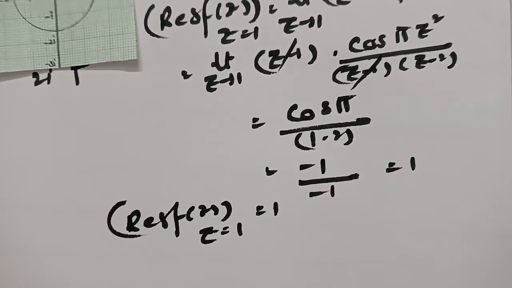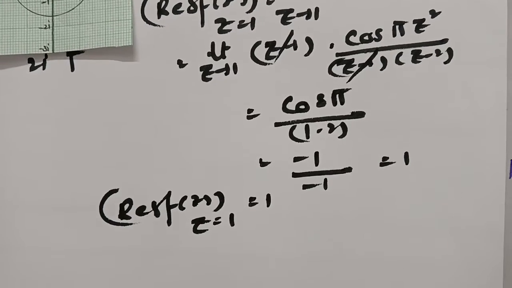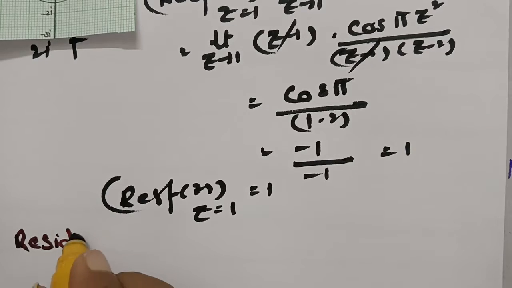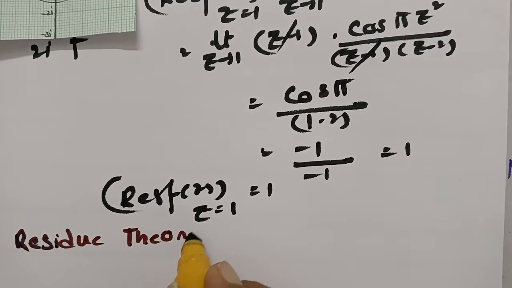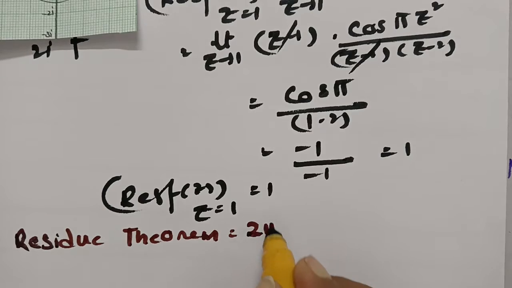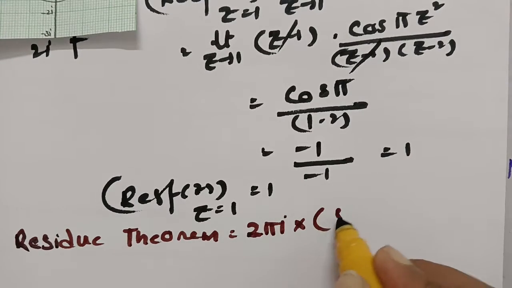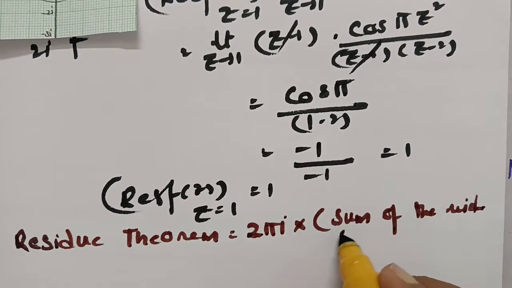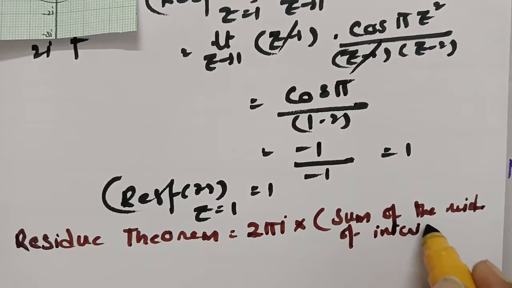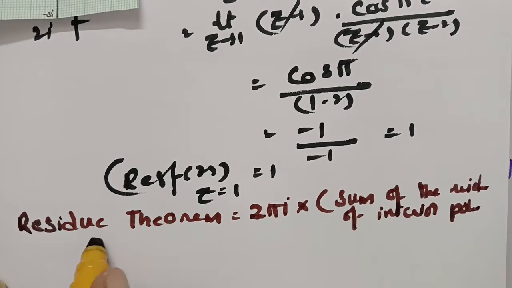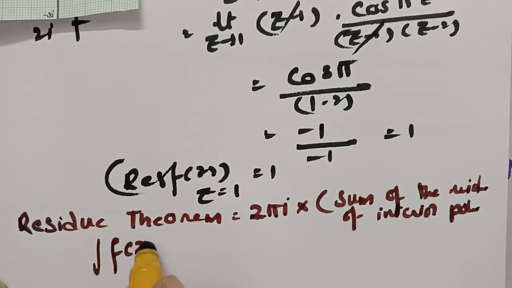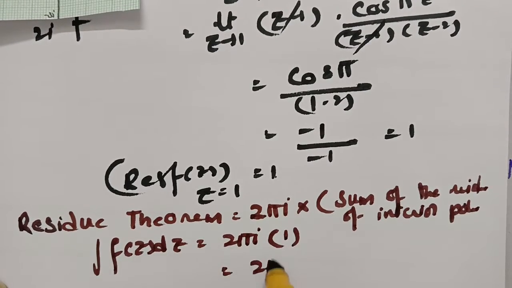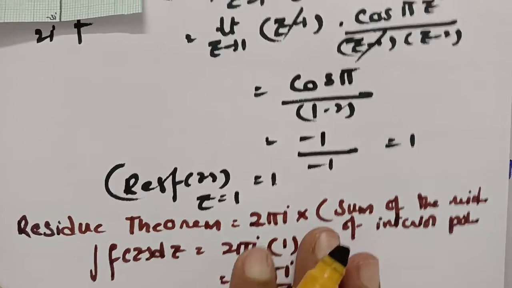Therefore, according to our residue theorem, this value is equal to 2πi times the sum of the residues of the interior poles. So the integral of f(z) dz is 2πi times the residue value, which is 1. So the value here will be 2πi. This is how we have to solve.